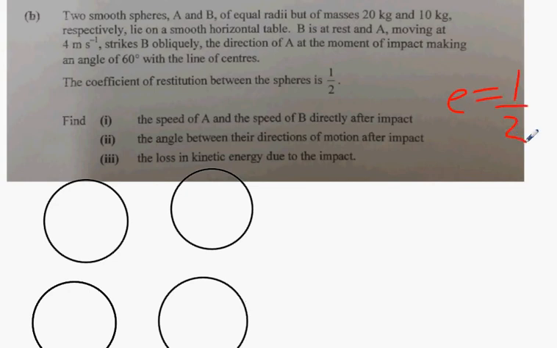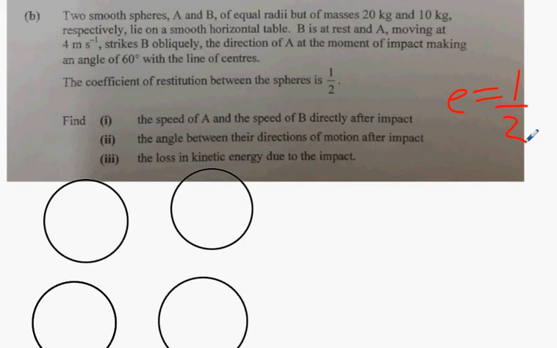Find the speed of A and the speed of B directly after impact. See the word speed. What's significant about that? If it has two components, you're going to have to do Pythagoras' theorem. If it just has one component, you're grand. But just remember the difference between speed and velocities. People lose marks every year over that.